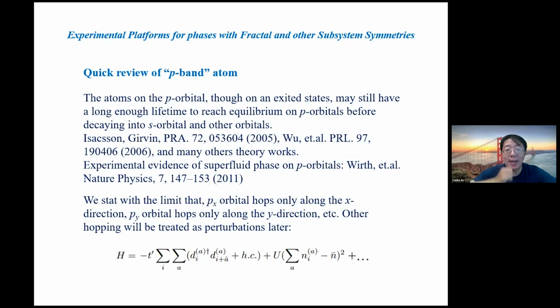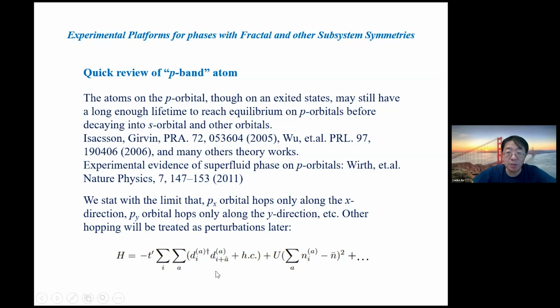So this is where our work starts. Our work starts with the ideal limit that the px orbital only hops along the x direction and the py orbital only hops along the y direction, and then we turn on the interaction between them. Of course, this ideal limit will have perturbations. For example, there's still a small amount of hopping of the px orbital along the y direction and the py orbital along the x direction, and some other perturbations. We will get to these perturbations later. But let's first see what interesting physics can happen in this ideal limit, where px only hops along the x direction and py only hops along the y direction.